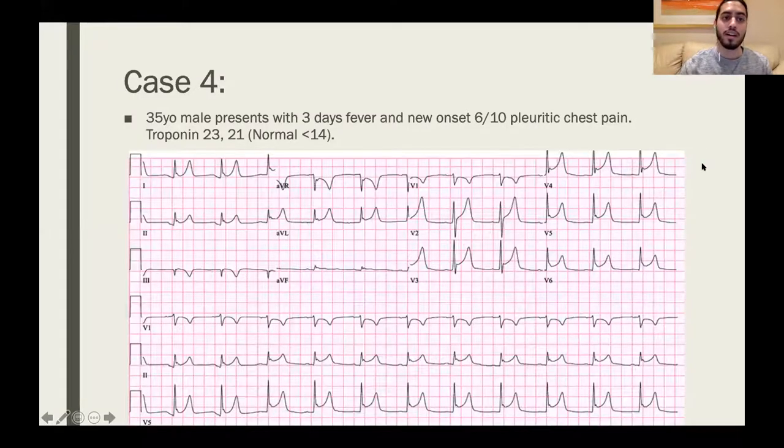Case four, 35-year-old man comes in with 3 days of a fever and some new onset 6 out of 10 pleuritic chest pain. His troponin is raised, but we've taken two. So the first one we took was 23 when the normal is 14, so it's raised. The second one we've taken is 21 when the normal is 14, so it's still a bit raised. What do you think is going on? What's the diagnosis?